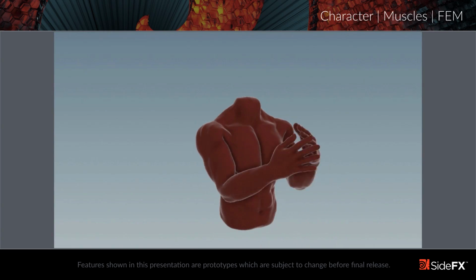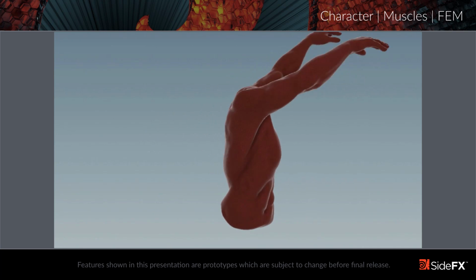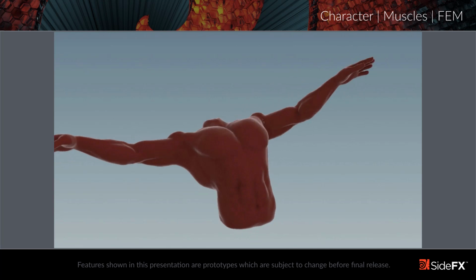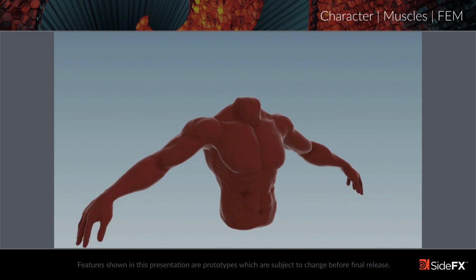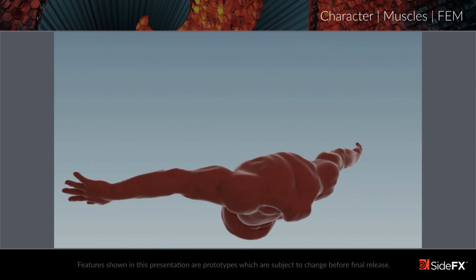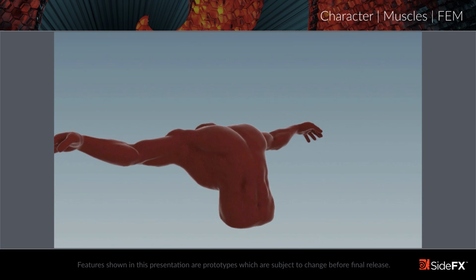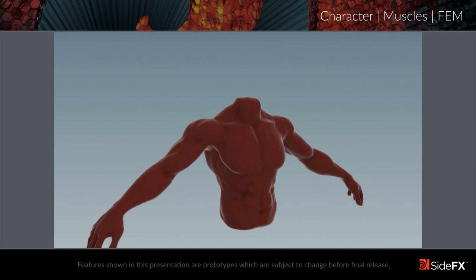Here you can see a torso which uses FEM for both the muscles and the skin. More and more characters are using simulation for muscle, skin, hair, and fur, and Houdini is going to be well positioned to tackle all of these elements while creating rigs that are easy to animate.